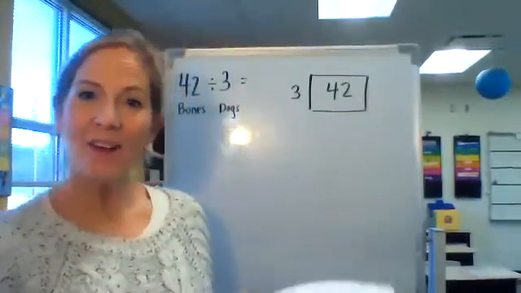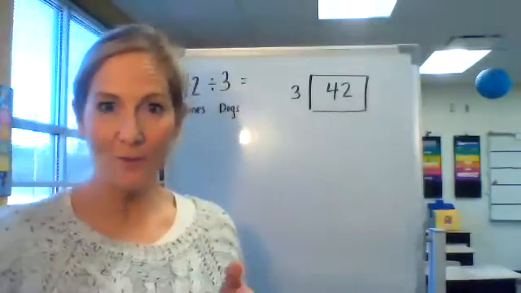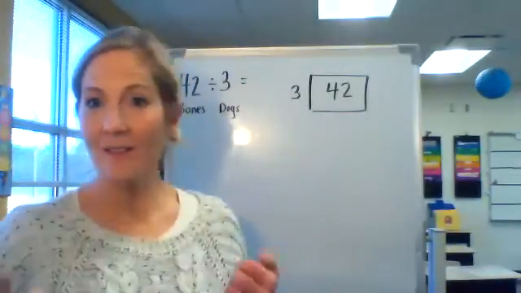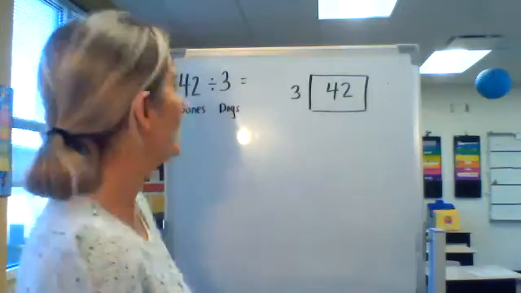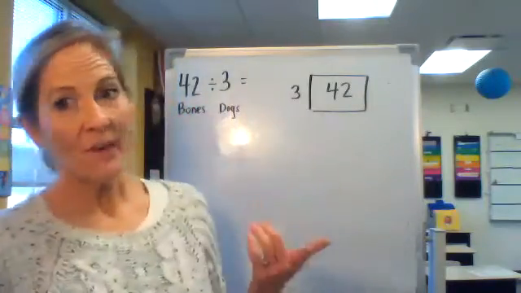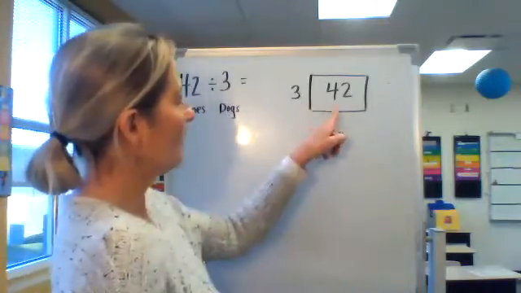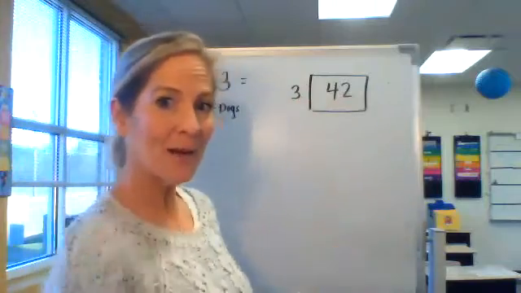Okay, everybody, I have got the same division word problems that you have and that you solved. Let's see if we solved them the same way. Well, it's 42 bones divided among 3 dogs. So if I have 42, how many groups of 3 can I make?